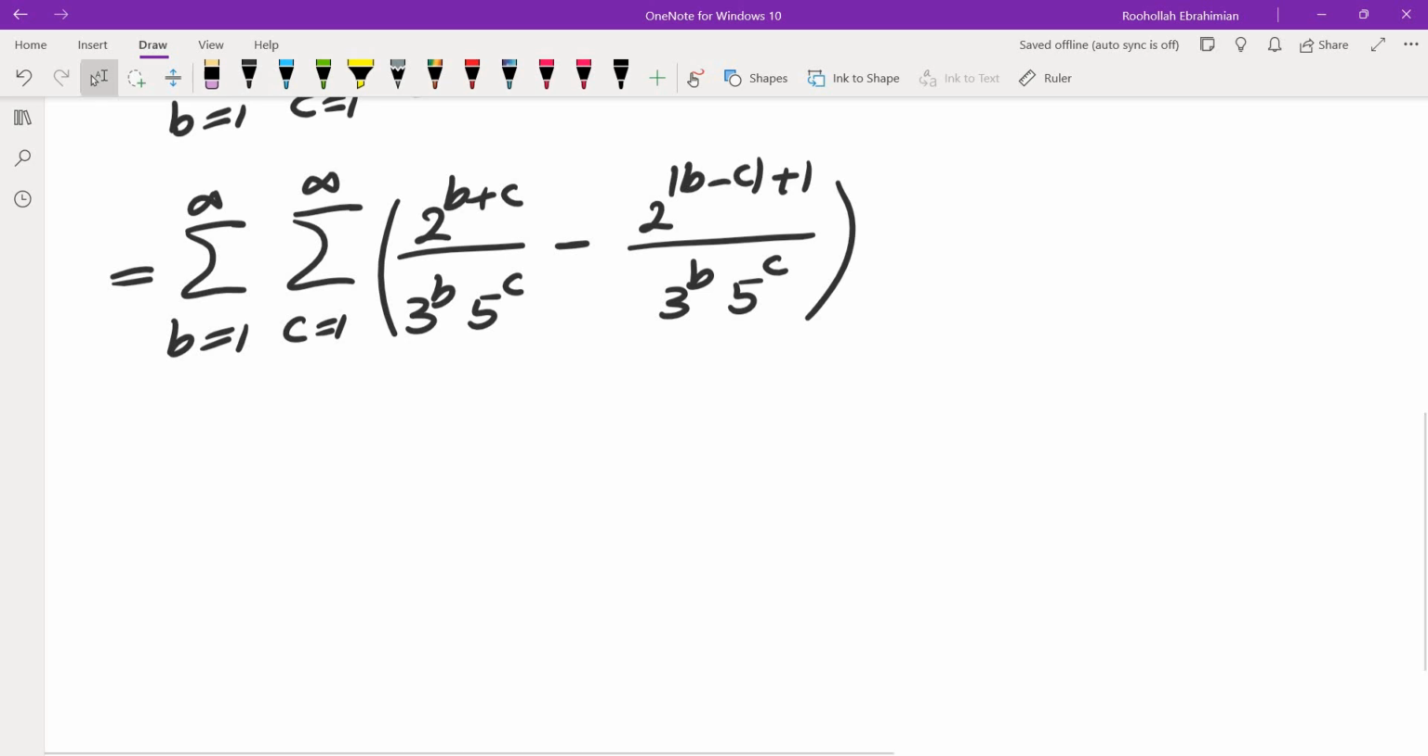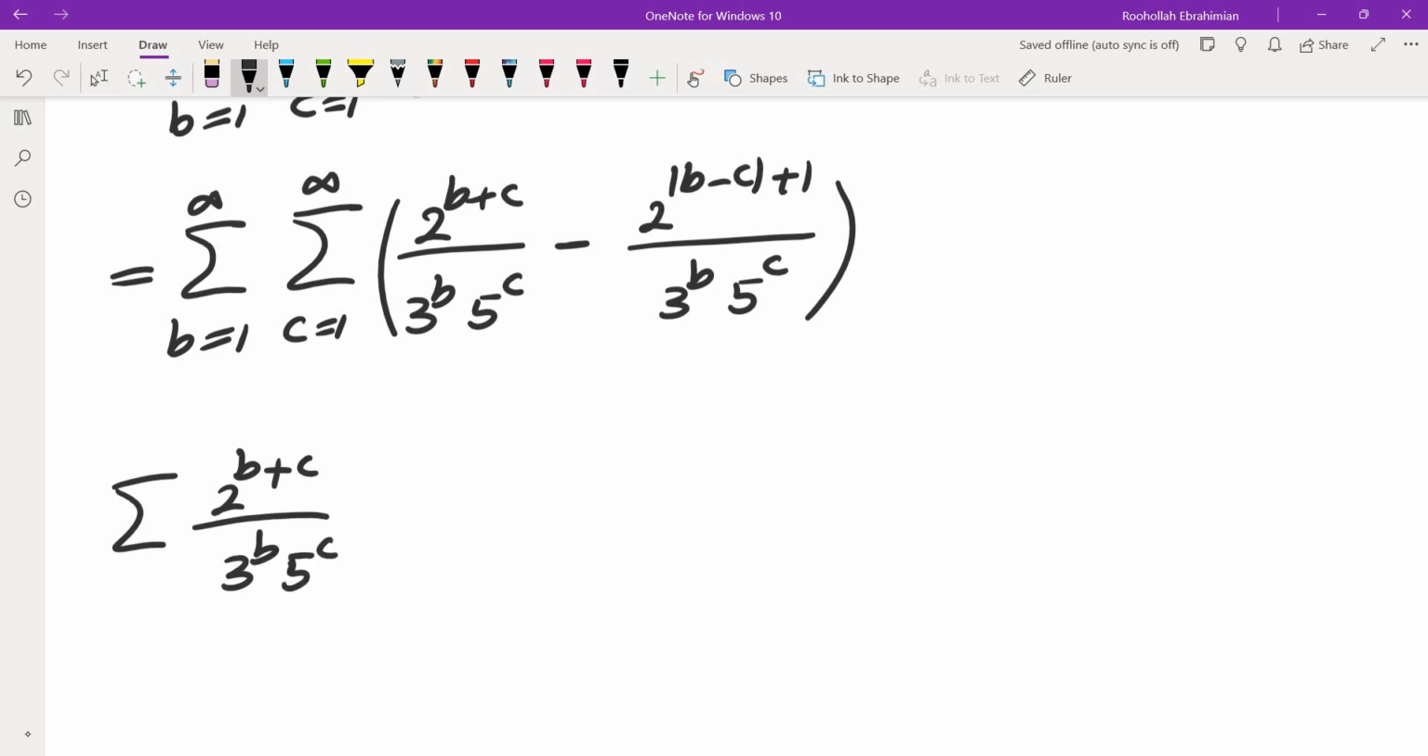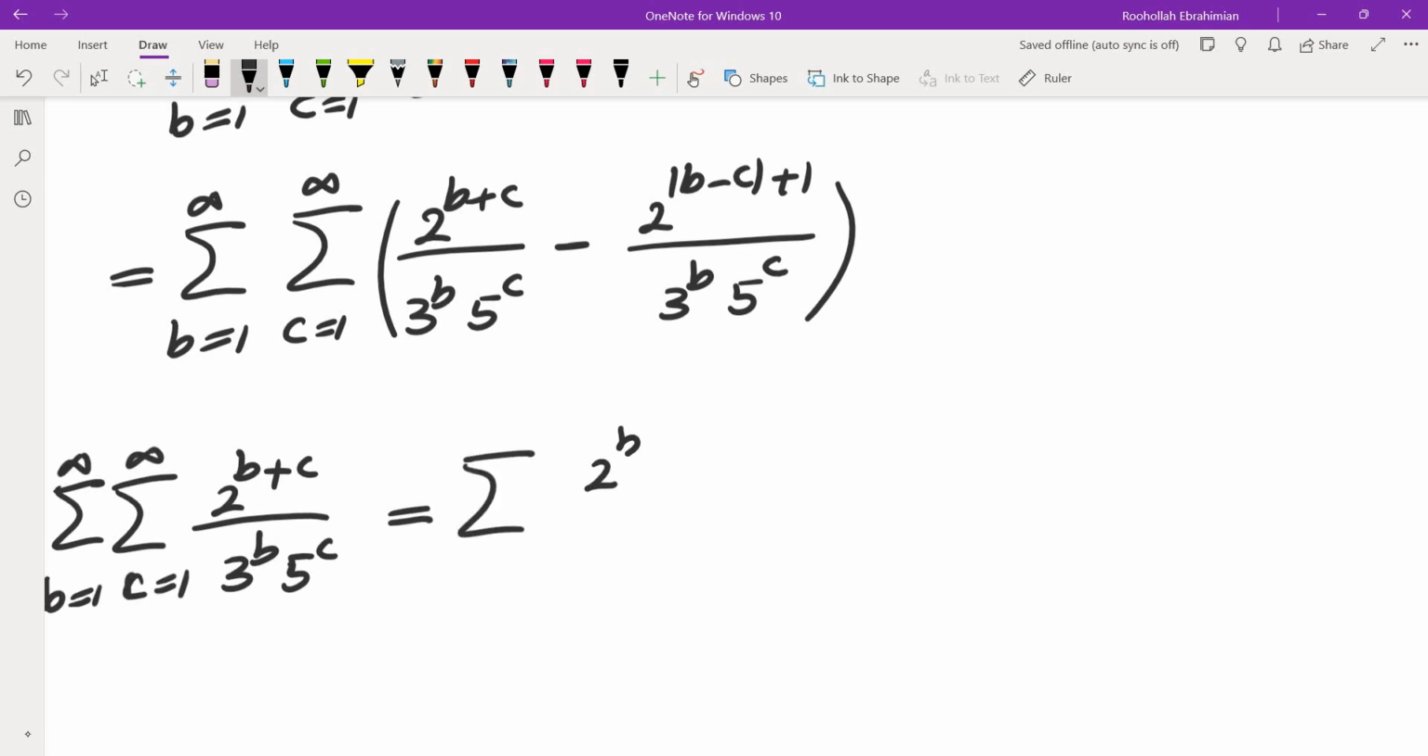The first sum is not very difficult to evaluate. So the sum of 2 to the power of b plus c over 3 to the b, 5 to the c is equal to, I can take the 2 to the power of b and 3 to the power of b out. So I would get the sum for b equals 1 to infinity, times the sum of 2 to the power of c over 5 to the power of c, c equals 1 to infinity.